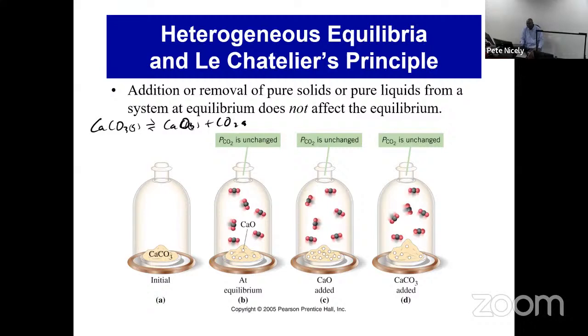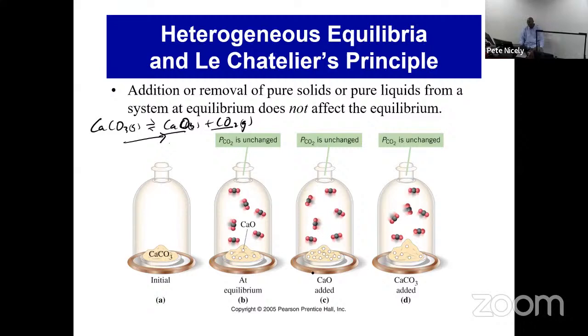So here we have three components, two of which are solids, and the third is a gas. Let's say we start off in a closed system with a certain amount of calcium carbonate. The reaction proceeds, so the equilibrium shifts to the right in order to achieve equilibrium. At equilibrium, you're going to have carbon dioxide filling up the container, and calcium carbonate in solid state mixed with some calcium oxide.